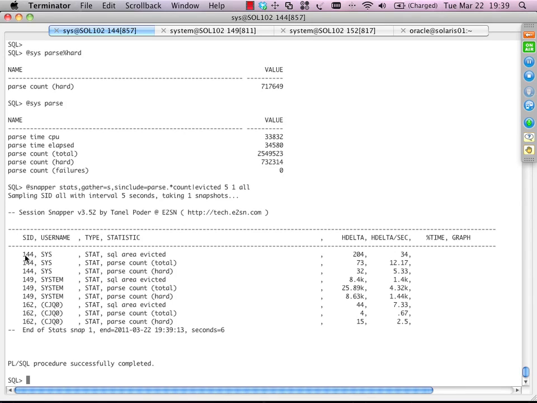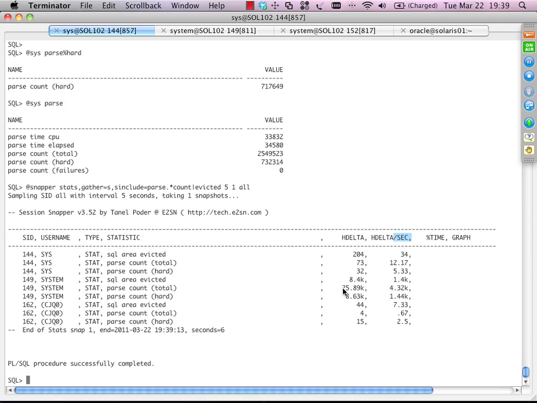You see, apparently we have 3 sessions here: 144, 149, 162. And when I look into the numbers here, so H delta means the human readable delta. So instead of showing 1,000 as three zeros here, I show K, or M for million if you do millions of logical IOs or whatever. And this column here is normalized to per second. You see, I sampled for 6 seconds actually. I requested 5, but I sampled for 6 seconds.